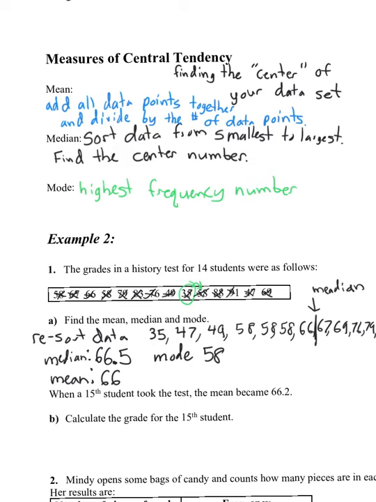Oof, I did not leave a lot of space on the next problem. I'm sorry about that. But it says when a 15th student took the test, the mean became 66.2. Calculate the grade for the 15th student. So how are we going to find the score of the 15th student if we know the mean?